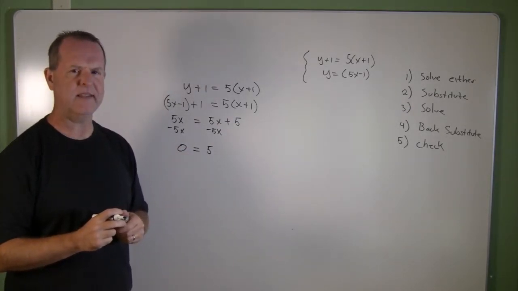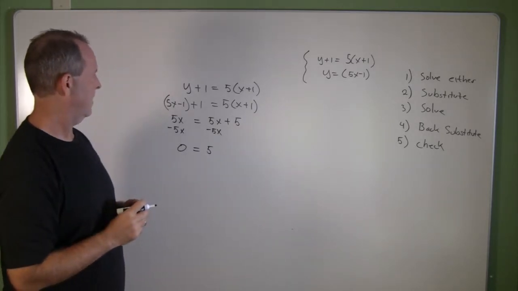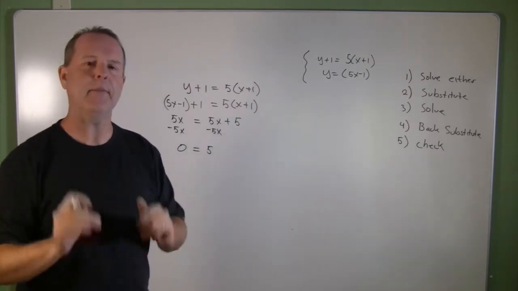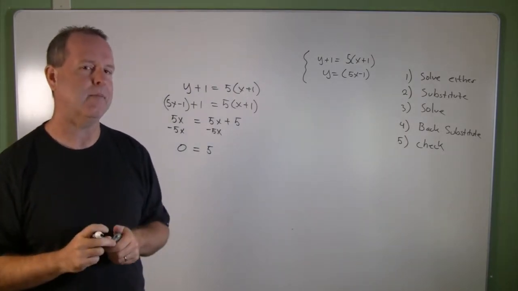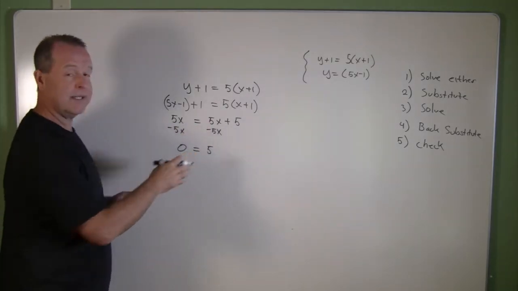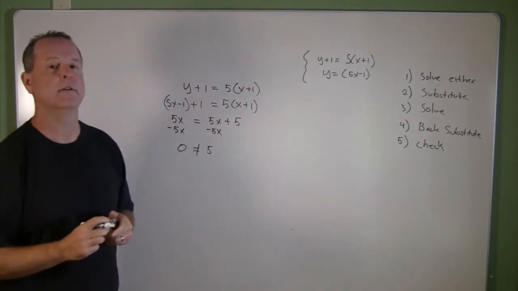And I get something that doesn't make sense. I actually think I did my work right. So maybe I'm getting a clue here. Maybe this is telling me something. I substitute it in. I get to a statement that's false. 0 does not equal 5.